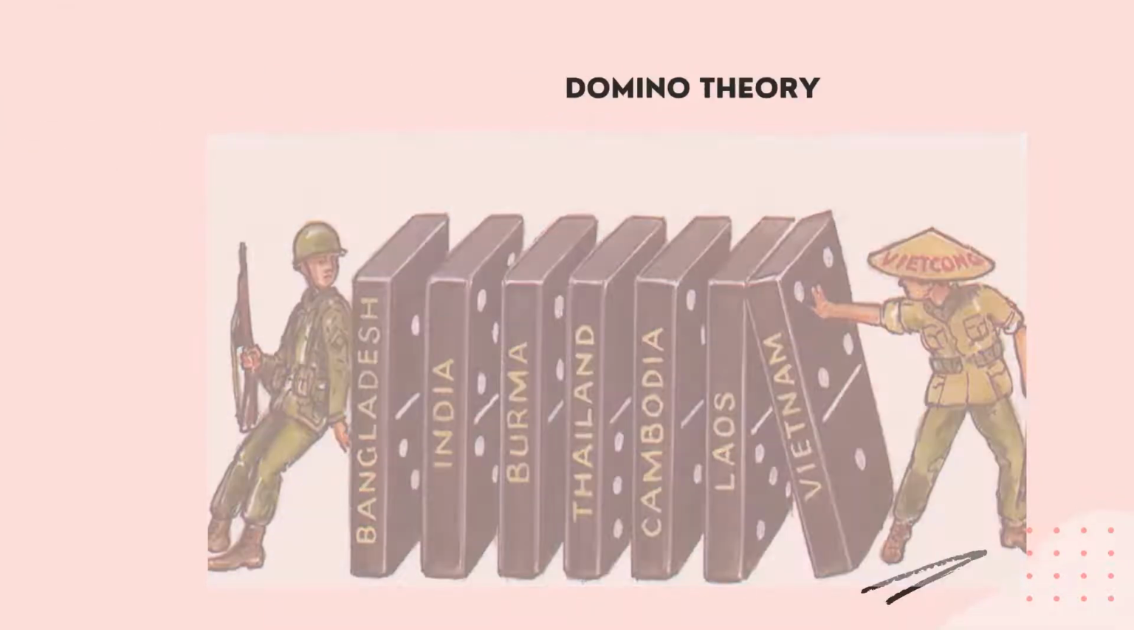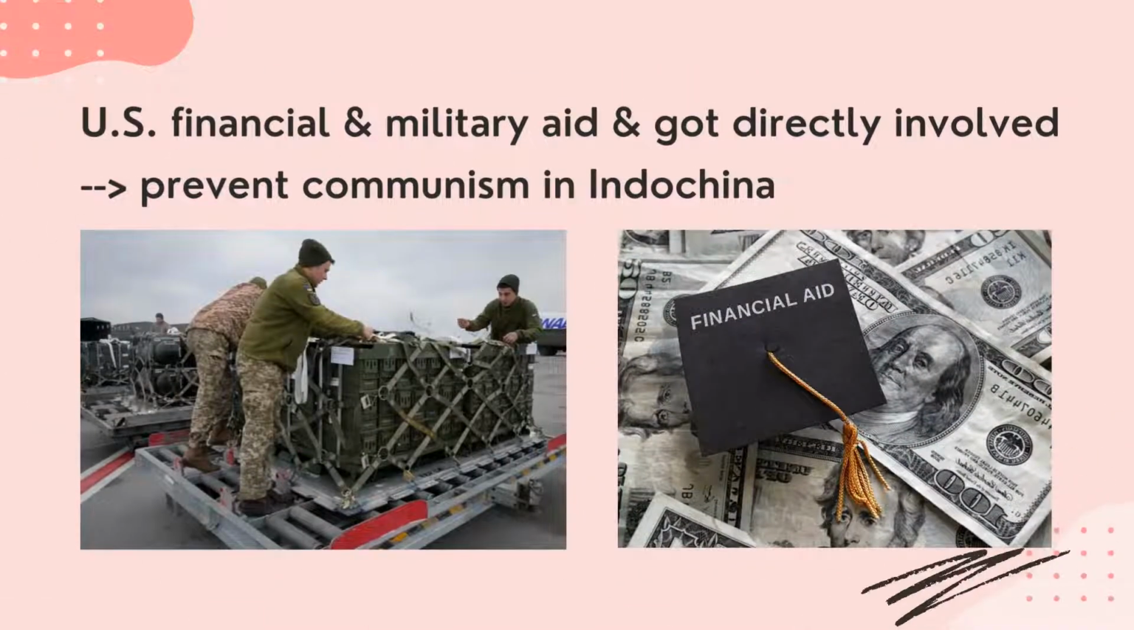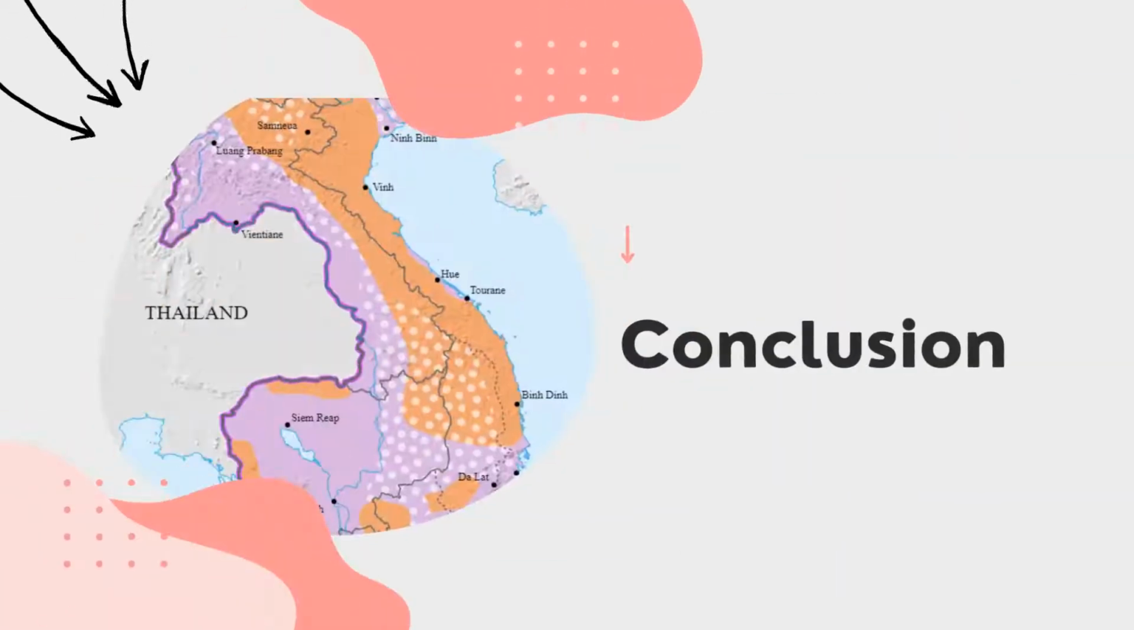in Southeast Asia. As a consequence, to prevent the spread of communism in Southeast Asia in general, the US government provided covert military and financial aid to the French at first, and later offered support to the government of South Vietnam, as well as directly getting involved in the Vietnam War and other Indochinese ones.